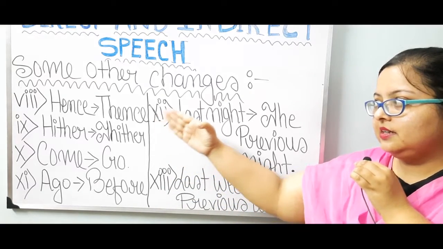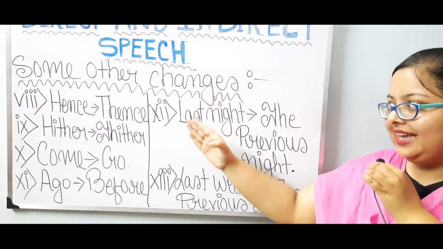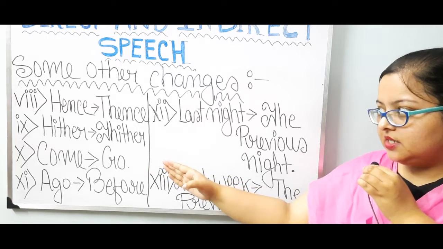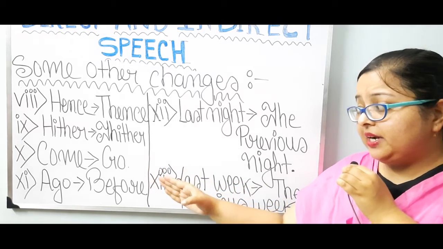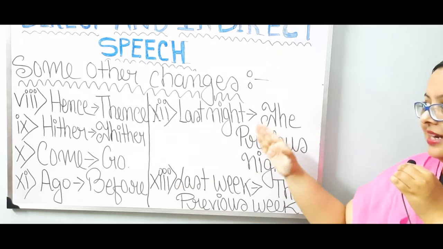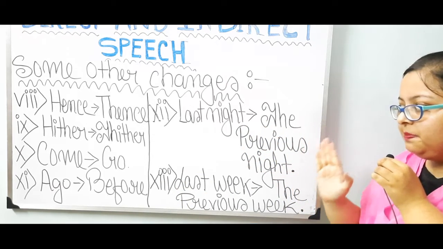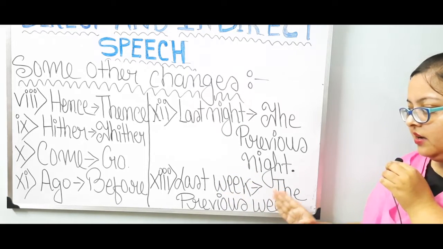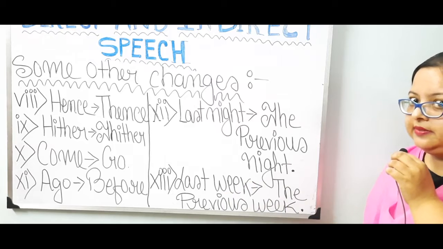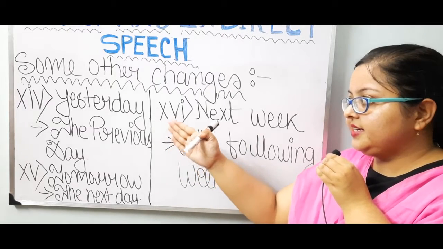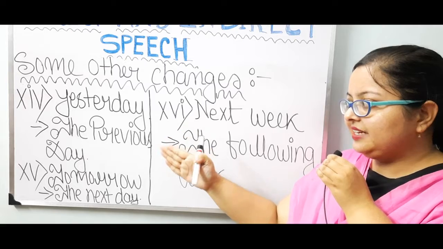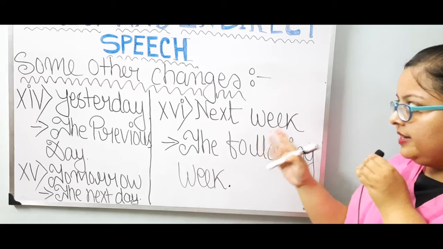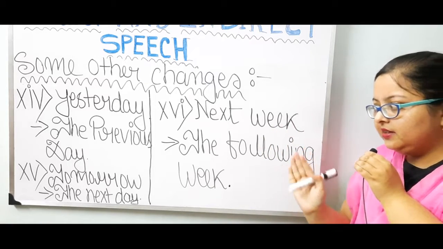Next, number 8, hence will turn to thence. Hither will turn to thither. Come will turn to go. Ago will turn to before. Last night will turn to the previous night. Next, last week will turn to the previous week. Yesterday will turn to the previous day. Tomorrow will turn to the next day. Next week will be the following week.